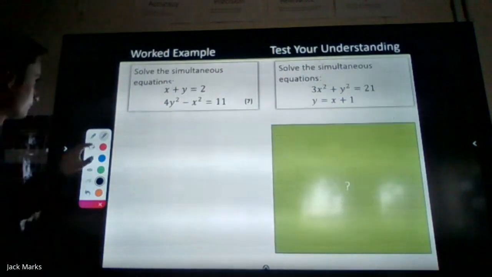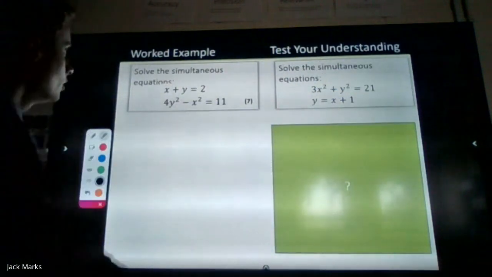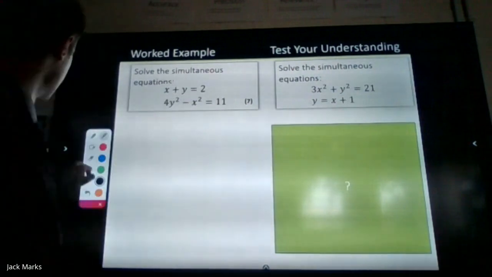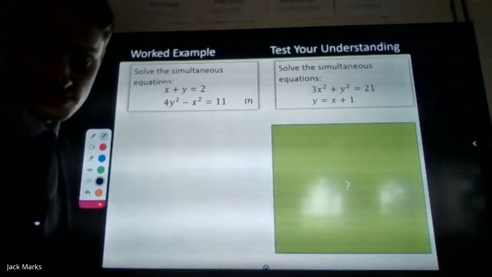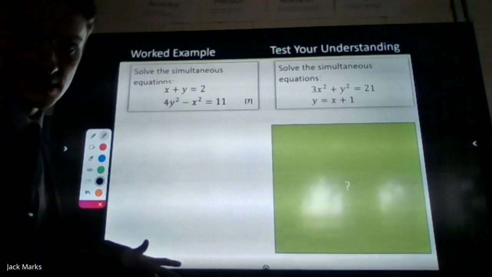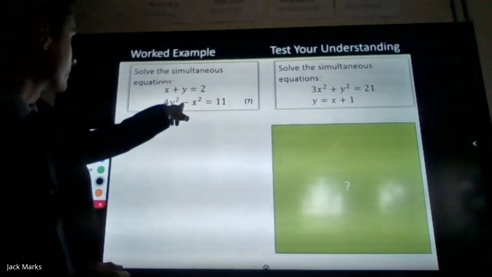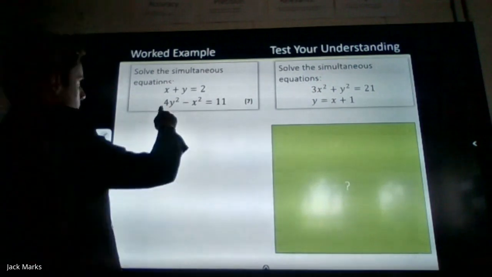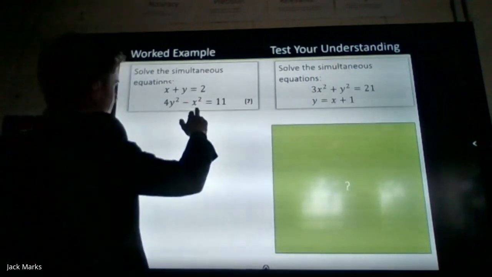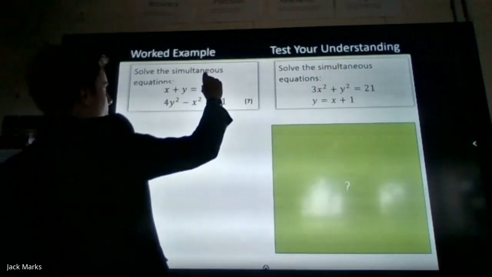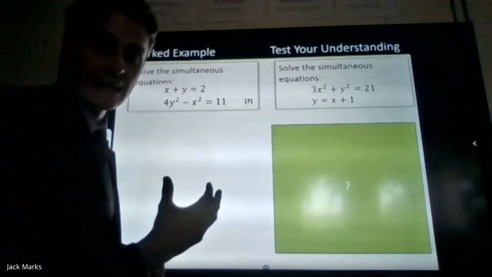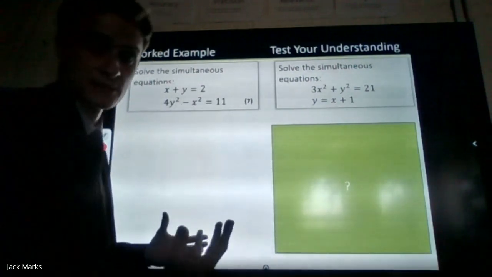Okay, so this one here, we look at both of them first of all. What do we notice? Well, we notice that the top one seems to be a bit simpler, seems to be easier to isolate an x or a y, and then use in the other one. 4y squared plus x squared. So the 4y squared is a bit more complicated, the x seems a bit simpler. So what I'm going to do is I'm going to rearrange the top one for x, so then it's a little bit easier to expand.